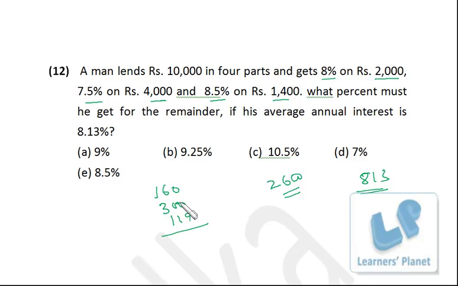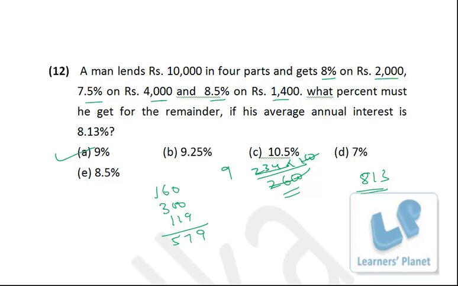And the interest he has earned is 160 plus 300 plus 119, that is 579. He has already earned 579 out of 813. So the remaining amount he has to earn from this 2,600. Okay. So the difference is 813 minus 579, which is 234, right? So 26 into 10 is 260, so 260 minus 26 is 234, so 9%. He should get 9% for the remainder.